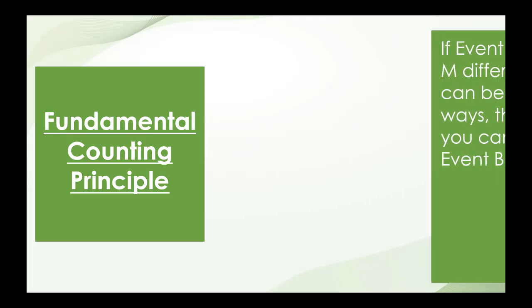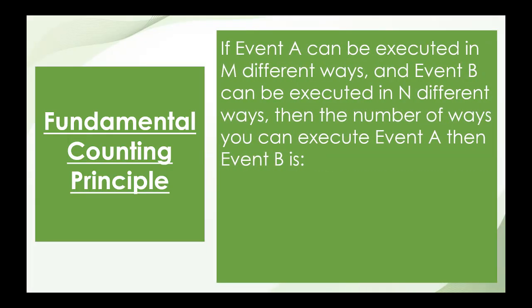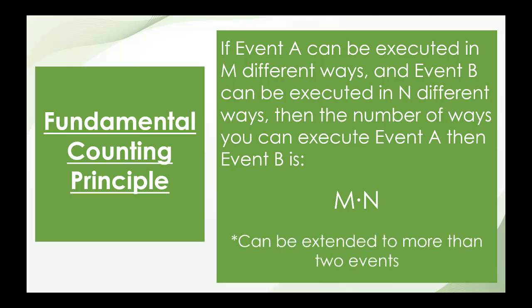The fundamental counting principle says that if event A can be executed in m different ways, and event B can be executed in n different ways, then the number of ways you can execute event A, then event B, is given by m times n. And this can be extended to more than 2 events. So we could do 3 events, 4 events, however many you want. So let's see how this works.